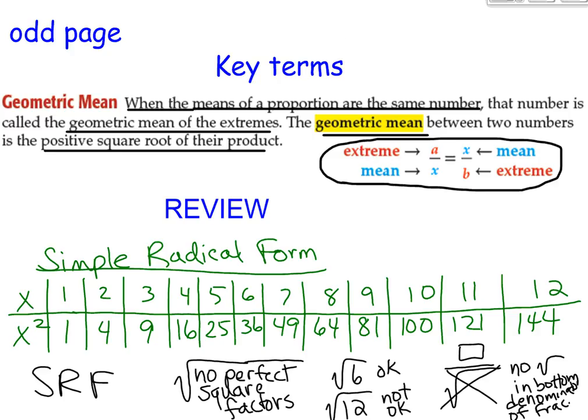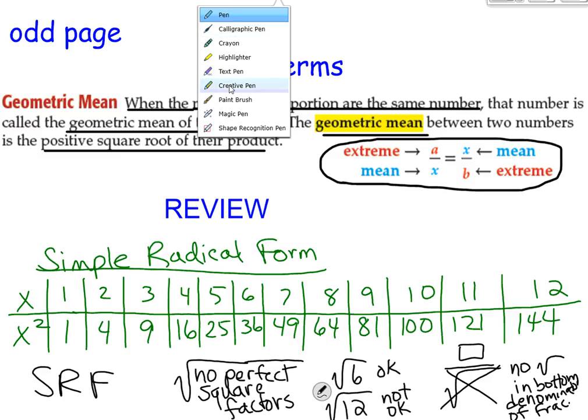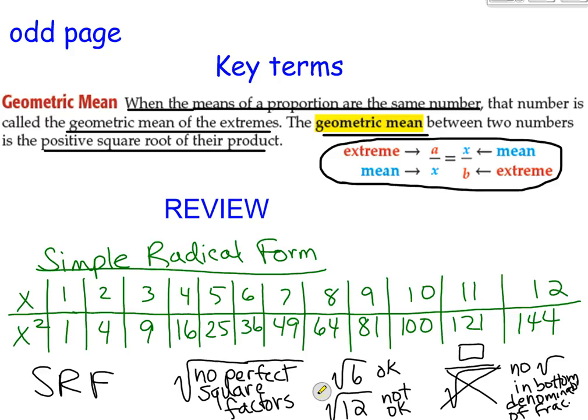The first thing that you're going to write here is about the geometric mean. When the means of a proportion are the same number, then that number is called the geometric mean of the extremes.